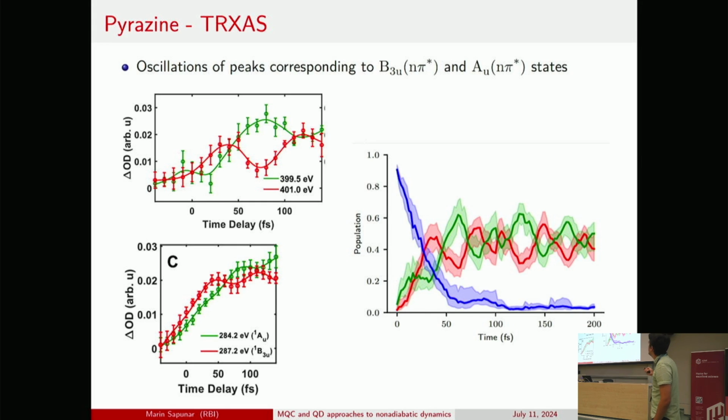So let's look at the lineouts. They see some peaks, and we assign those peaks to the different states, and the red peaks are assigned to usually the B3U state, and the green peaks we are assigning to AU states. And we see that in their experiment they see these same type of oscillations that we see in the population dynamics. So we see that observables quite nicely follow the diabatic populations.